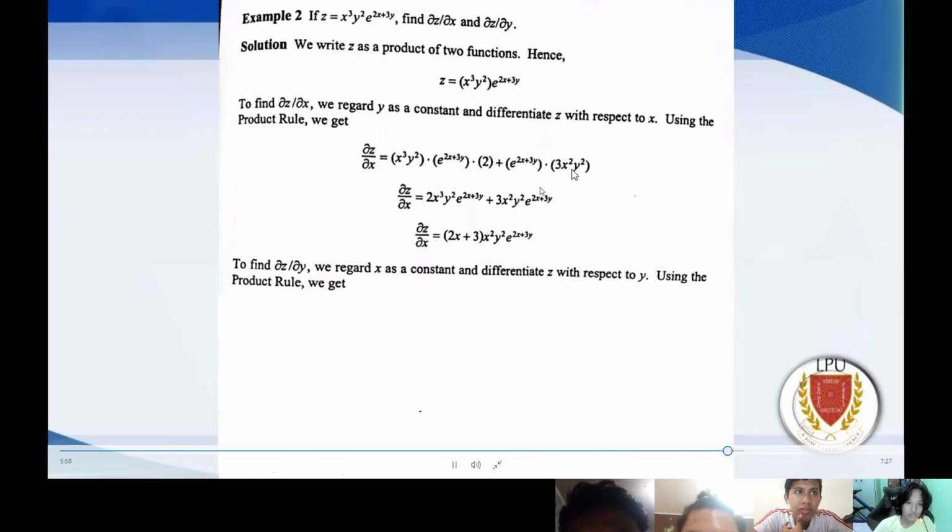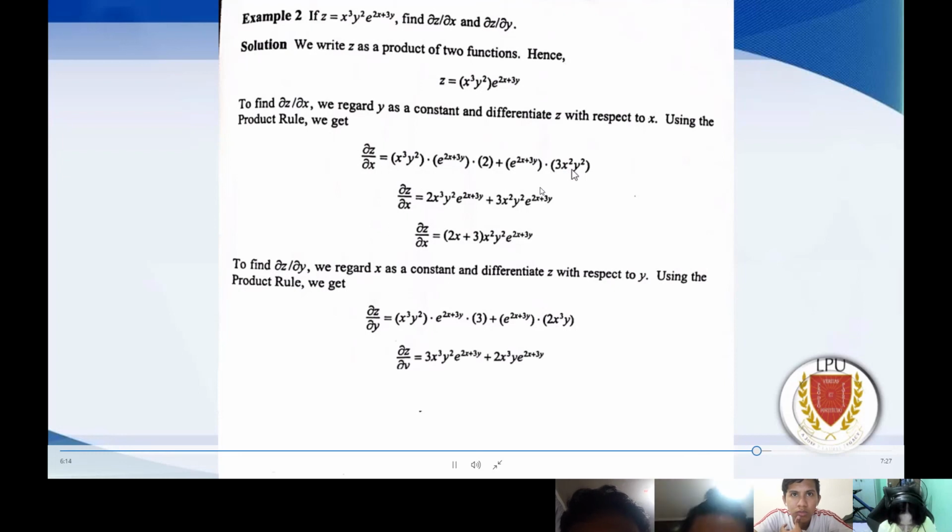This time we differentiate z with respect to y. We treat x as constant and use product rule again. We have x cubed y squared multiplied by e raised to 2x plus 3y times 3, plus e raised to 2x plus 3y multiplied by 2x cubed y. And then we have 3x cubed y squared e raised to 2x plus 3y. We're just combining all of this. Okay? And 2x cubed y e raised to 2x plus 3y. Solving, we have the term 3y plus 2 multiplied by x cubed y e raised to 2x plus 3y.